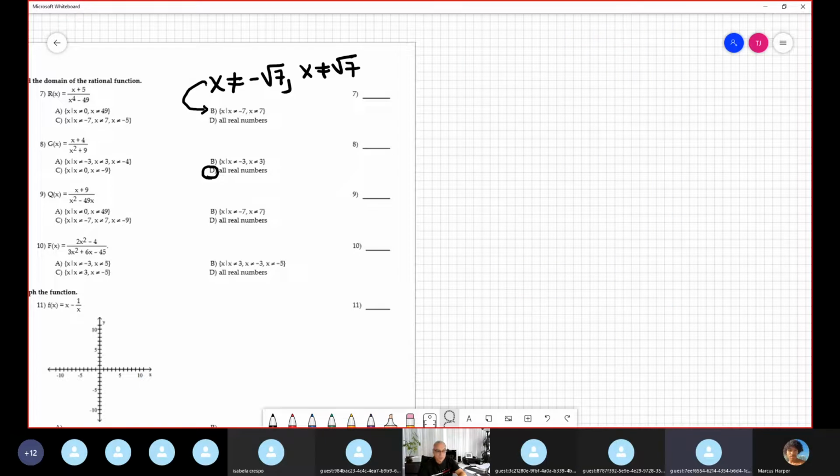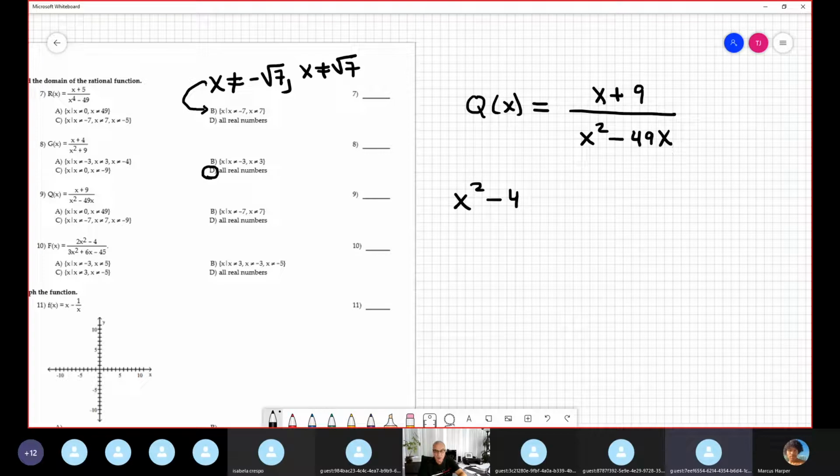Okay, let's move on to number 9. The function is q of x equals x plus 9 divided by x squared minus 49x. So, as always, I take the expression in the denominator and investigate whether it's 0. What value of x makes the denominator 0? Then the function is undefined.